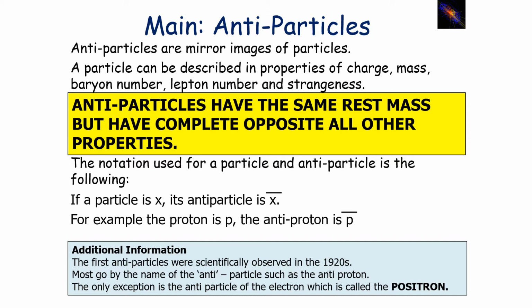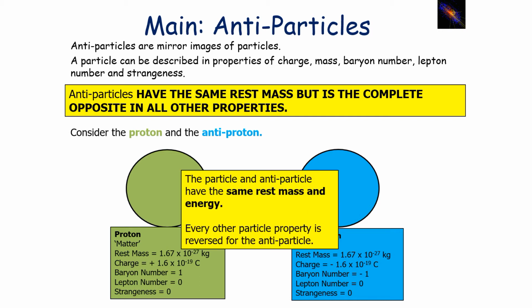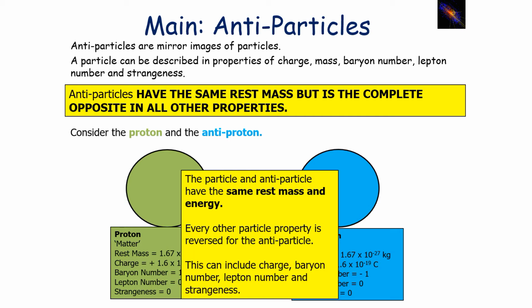Now, the first antiparticles were scientifically observed in the 1920s. Most antiparticles go by the name of anti before the actual particle, such as the antiproton. The only exception to this is the antiparticle of the electron, which is called the positron. So as we can see here, particles and antiparticles have the same rest mass but have completely opposite values in all other properties. Whilst they have the same rest mass and same rest energy, every other particle property is reversed for an antiparticle. So this includes charge, baryon number, lepton number, and strangeness.